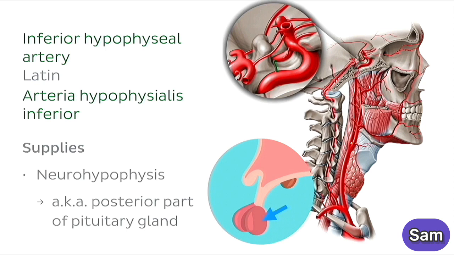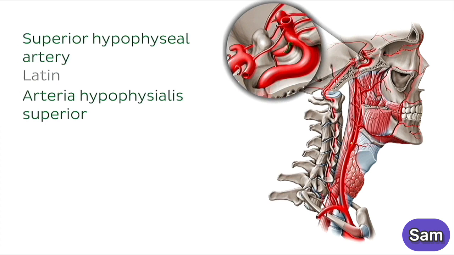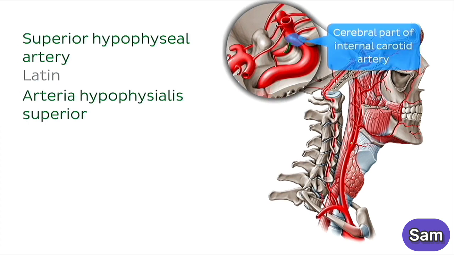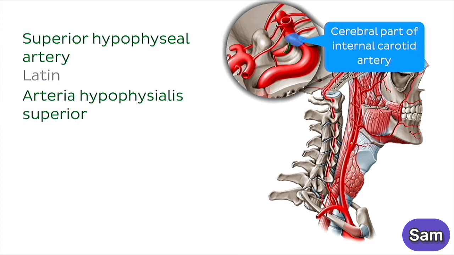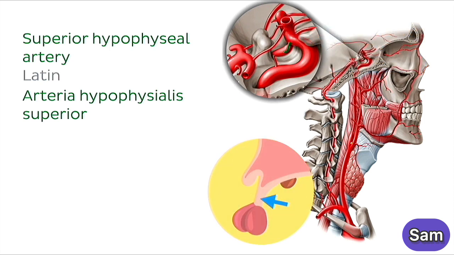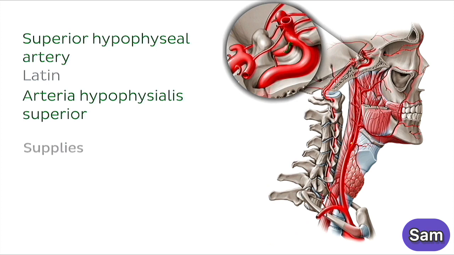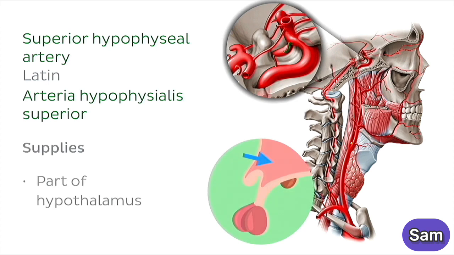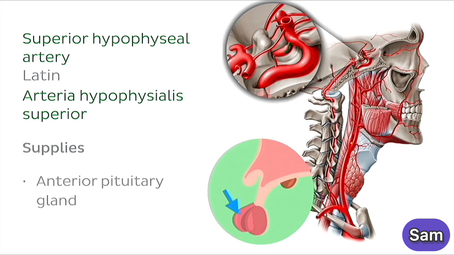The pituitary gland sits in this bony space, the sella turcica. Next up is the superior hypophyseal artery, which arises from the cerebral part of the internal carotid artery and passes between the optic chiasm to reach the infundibulum of the pituitary gland. It supplies part of the hypothalamus, as well as the anterior pituitary gland.